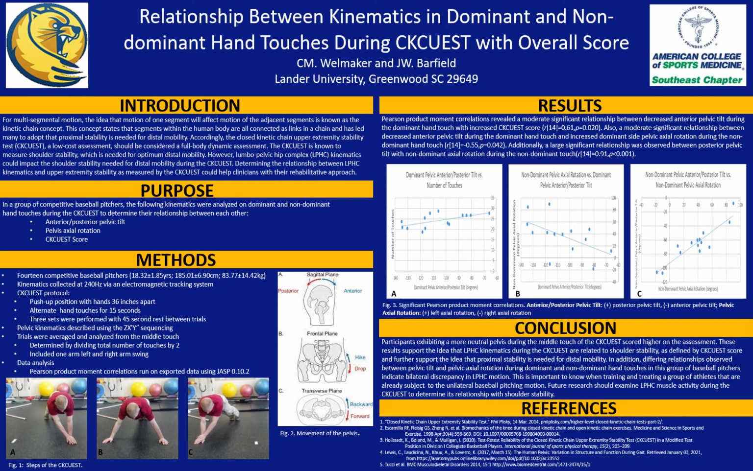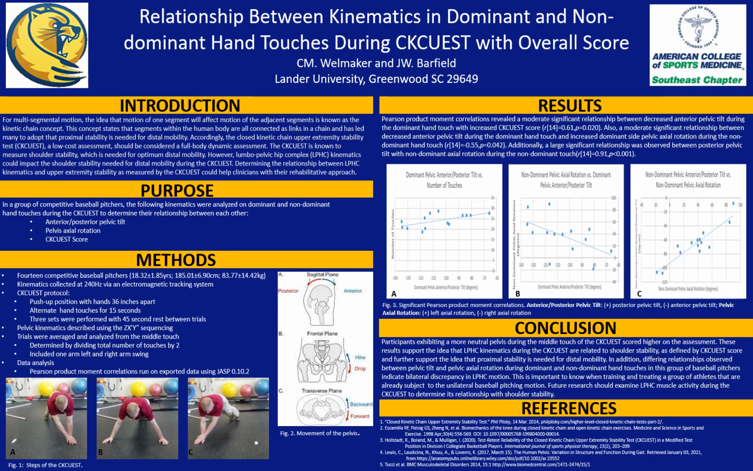And we were able to use the closed kinetic chain upper extremity stability test, which is a low-cost assessment, to test and measure the shoulder stability. However, instead of just looking at shoulder stability, we decided to take it further and look at the lumbopelvic hip kinematics and look at the relationship that they have on shoulder stability in a group of competitive baseball players.